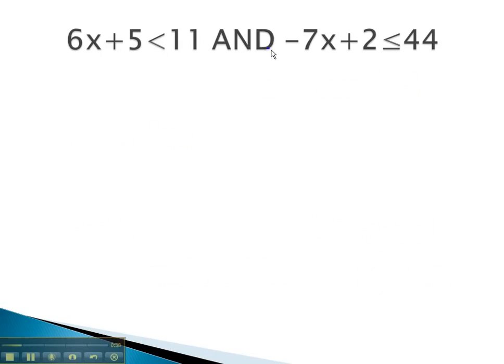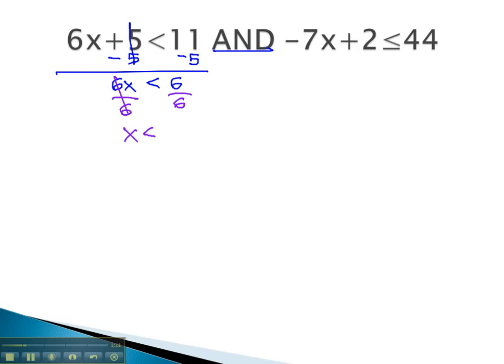In this problem, we see AND is connecting two inequalities. We can solve them individually. The first by subtracting 5 from both sides gives us 6x is less than 6. And finally, dividing by 6 gives us x is less than 1.